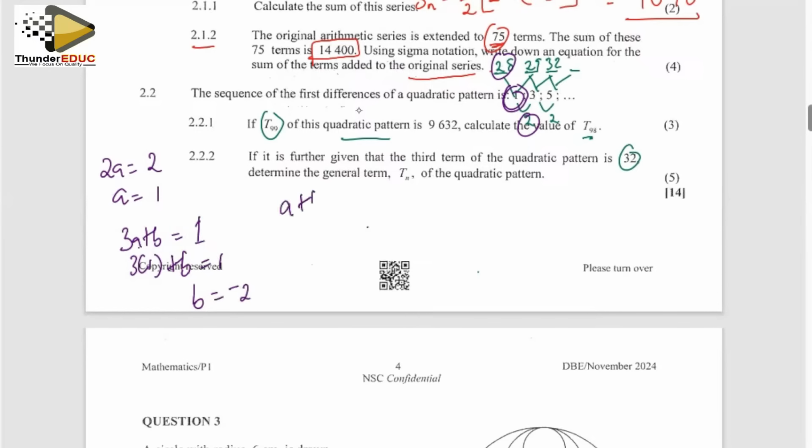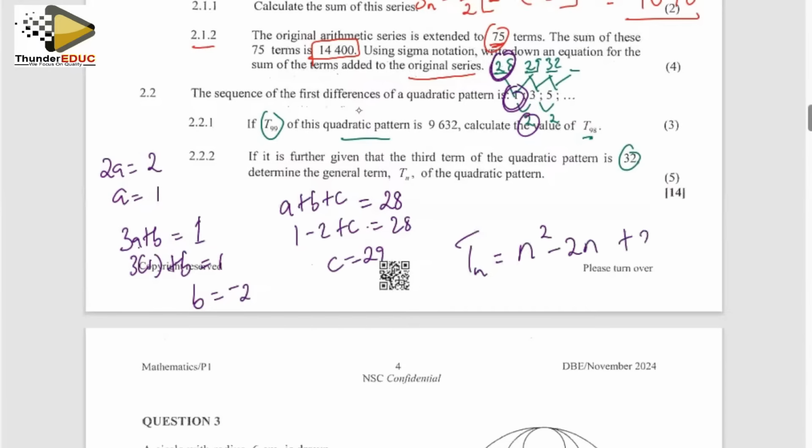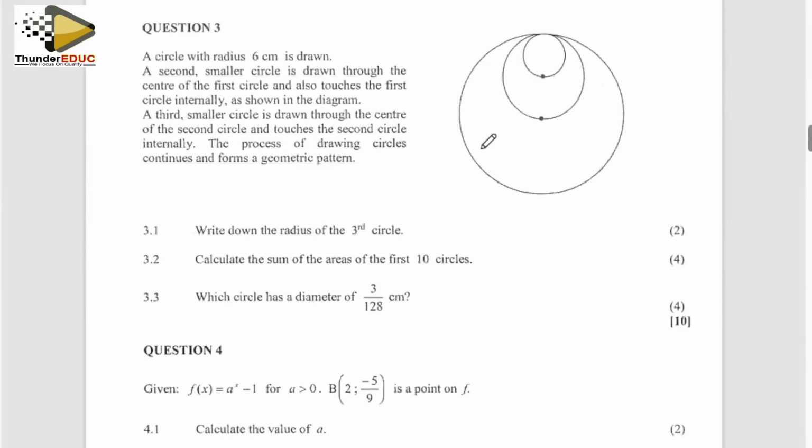And then a plus b plus c must give us that first term, which is 28. So 1 minus 2 plus c is 28. That's going to give us a negative 1. Move it that side. C becomes a 29. So our Tn is going to be n squared minus 2n plus 29. So that is what the question wanted or asked for. All right, so that is 2.2. Question number 3.